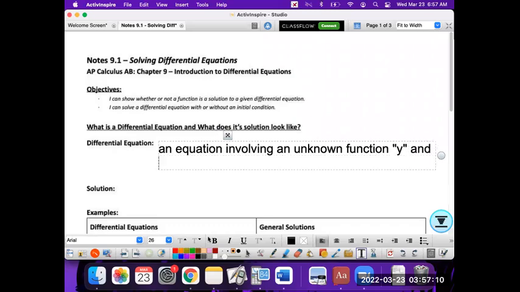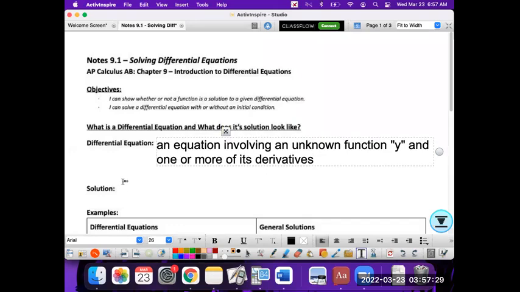And because it is a differential equation, or derivative equation, it also needs to involve one or more of y's derivatives. And like I had just mentioned, the solution to a differential equation is actually solving for that unknown function.